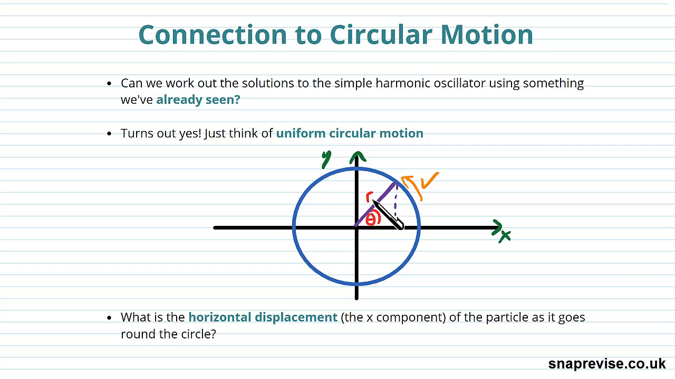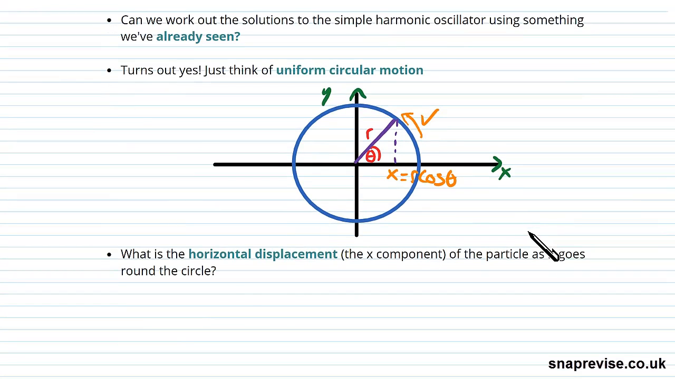Well, we've got this radius r, and we can just use trigonometry to see that this x distance, which is our horizontal component, is given by r cos theta. So x equals r cos theta is the x component of the particle as it goes around.